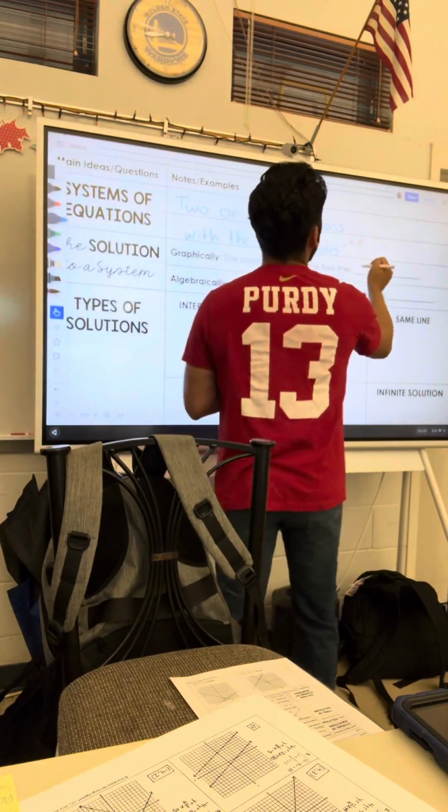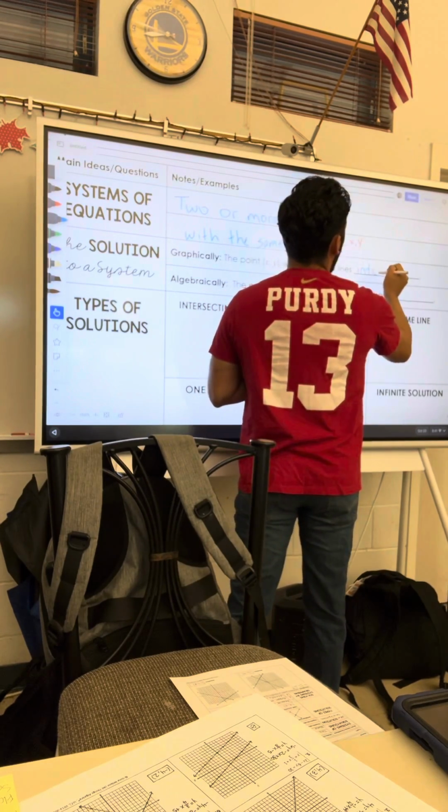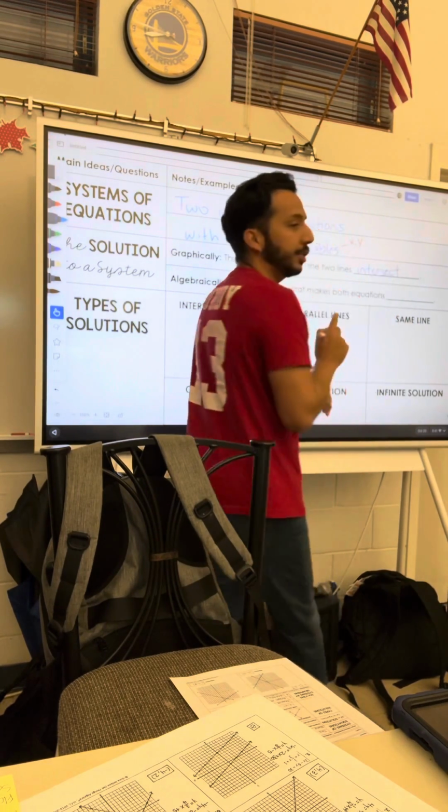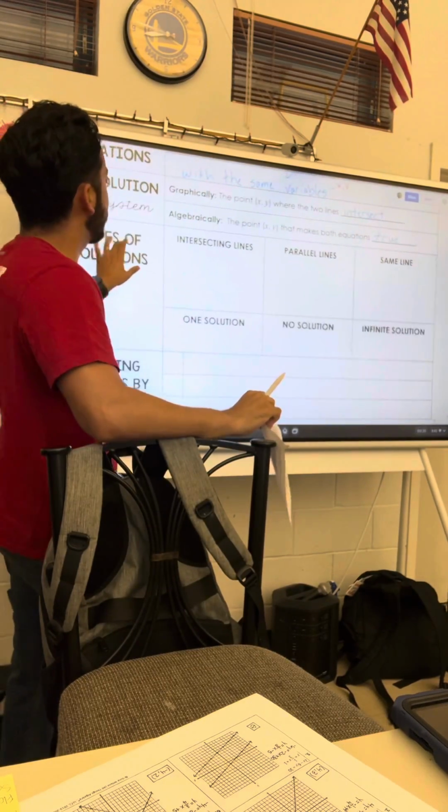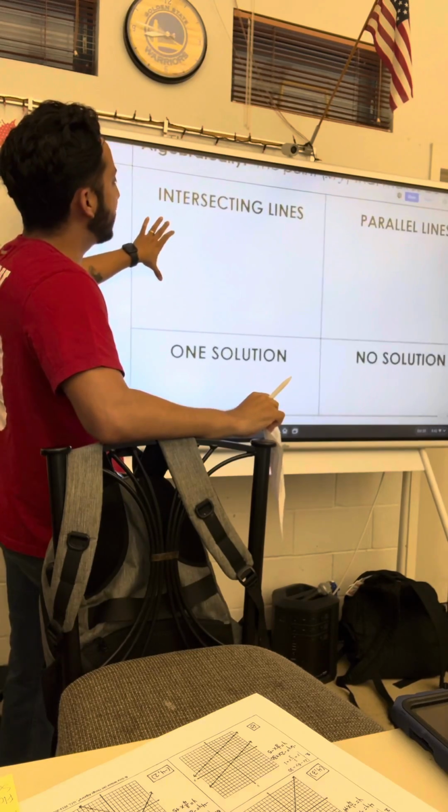Intersect, there we go. So I want you guys to fill this word in now. We care about where those two lines intersect. We have types of solutions. The first type is intersecting lines.